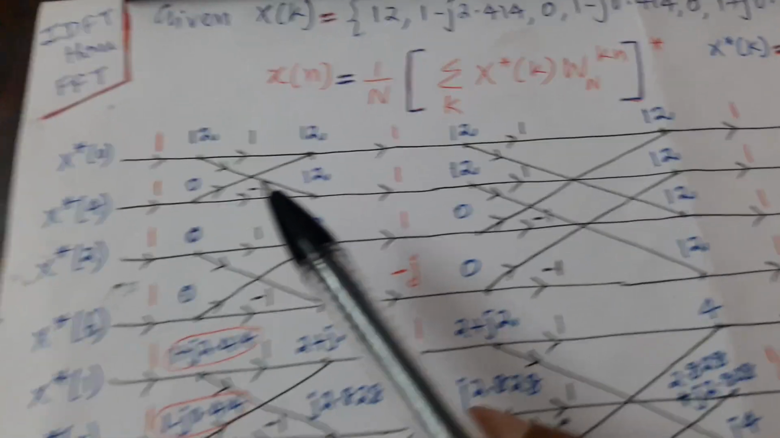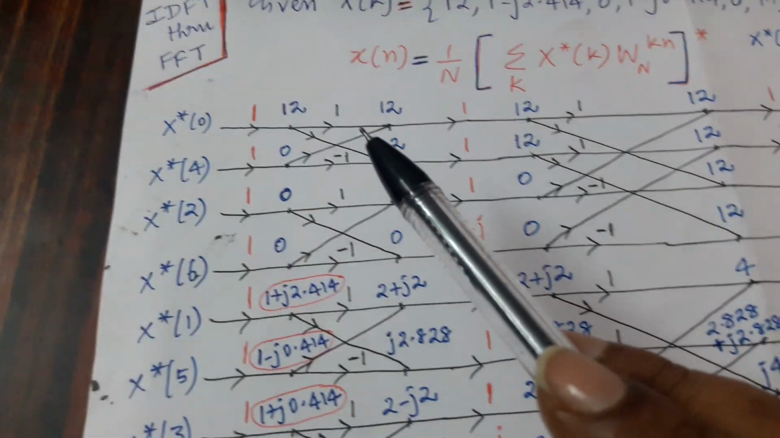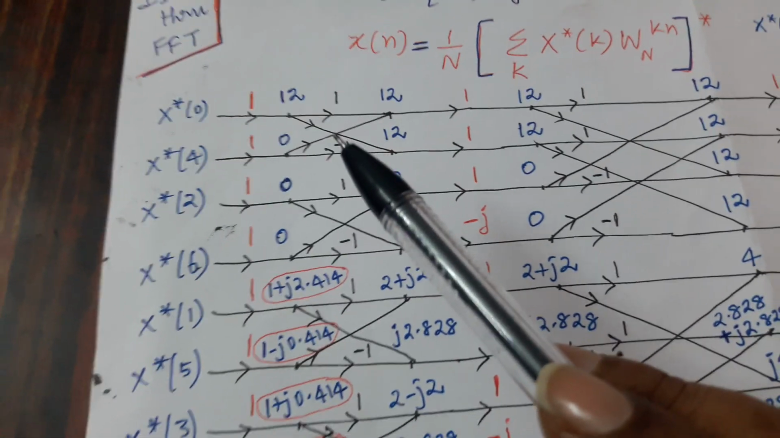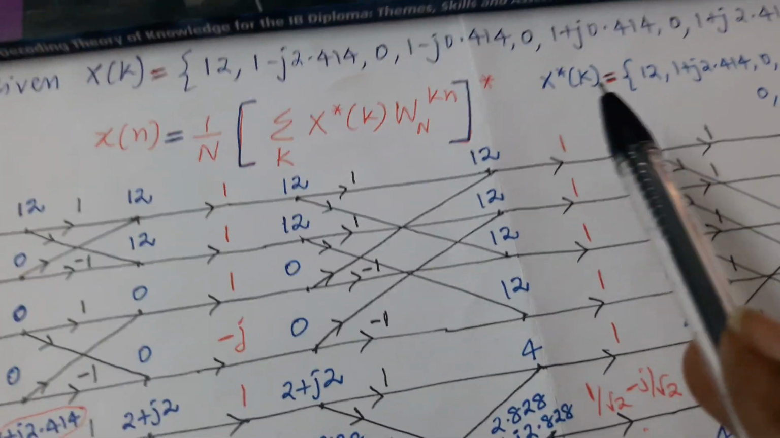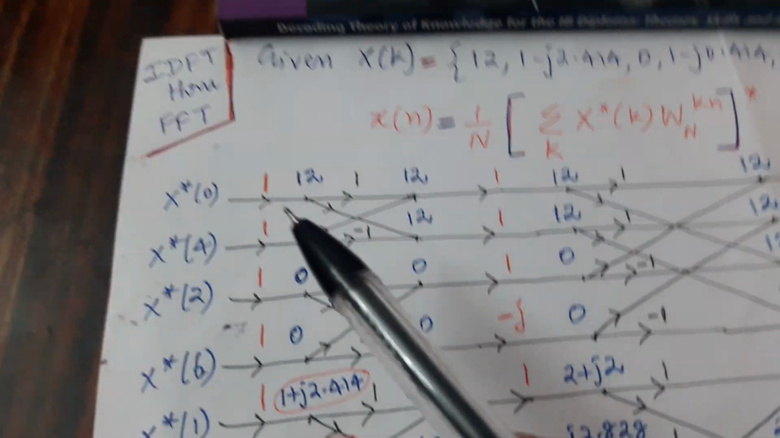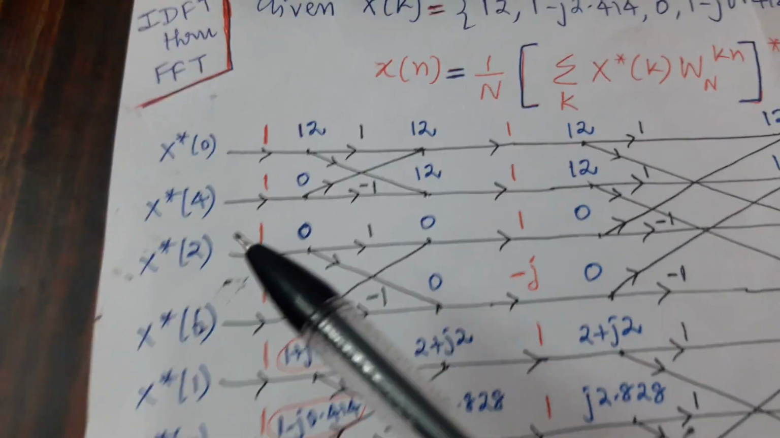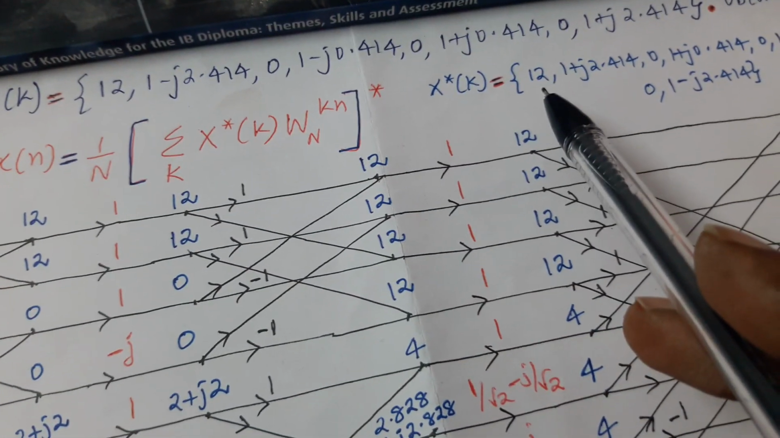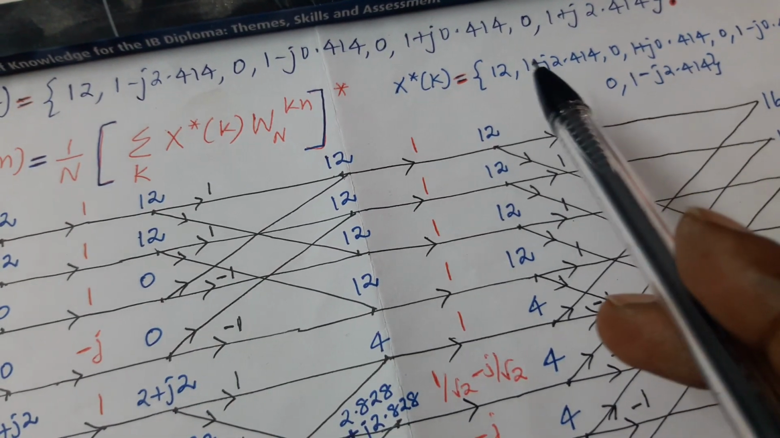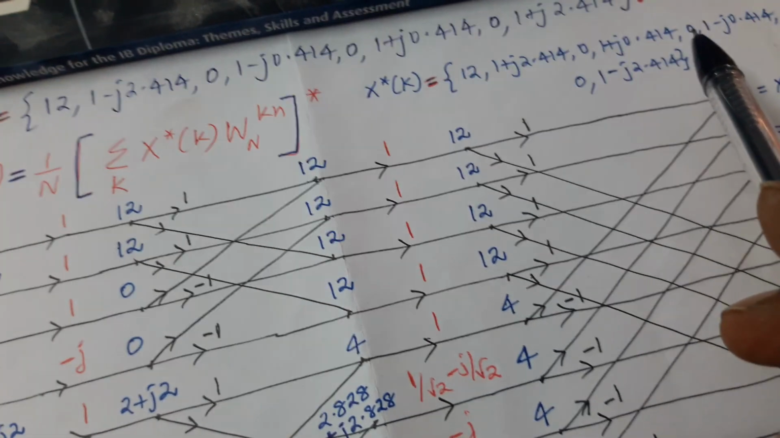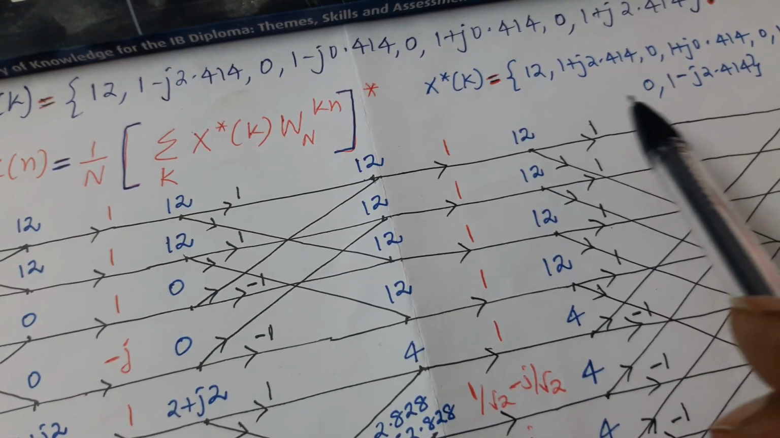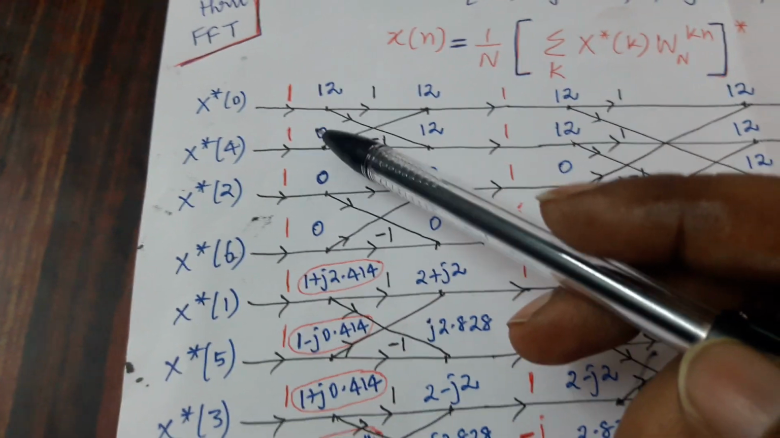FFT, as you know, you have two methods. One is decimation in time, another is decimation in frequency. Here we see decimation in time. I have done it using DIT. So here, what are the steps? DIT, first is bit reversal, 0 4 2 6 1 5 3 7. So X star of k, from this is 0, 1, 2, 3. If you want, you can write down. So x of 0, then x of 4, x of 2. Write that and fill it here.